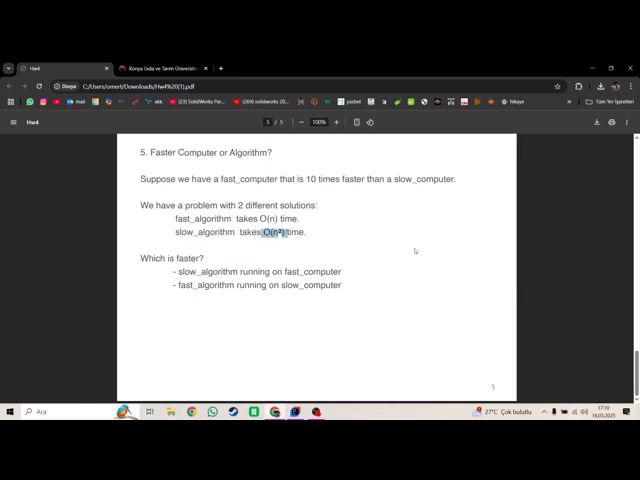If n becomes large enough, the slow algorithm on the fast computer will likely become faster because the linear growth of the fast algorithm will eventually be outpaced by the quadratic growth.